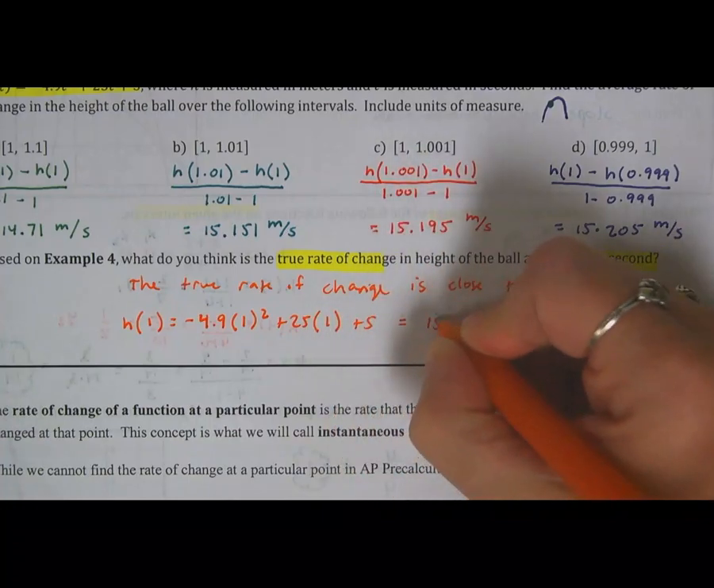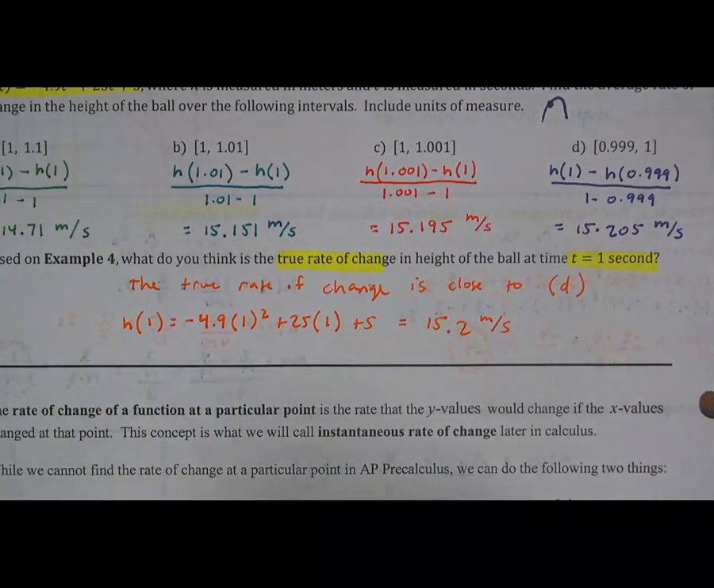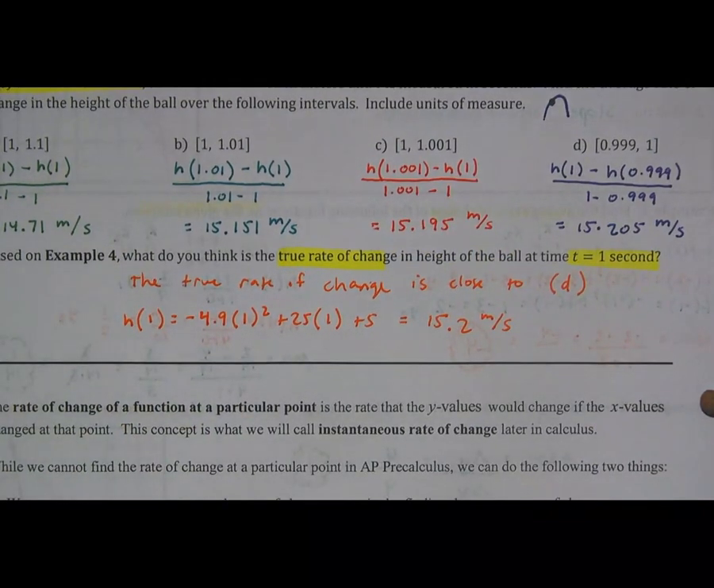And you sure enough would get 15.2 meters per second, which is really close to what we got for D. So when you close your intervals in, it just helps you get a good estimation of an instantaneous rate of change. Now that's very tedious.